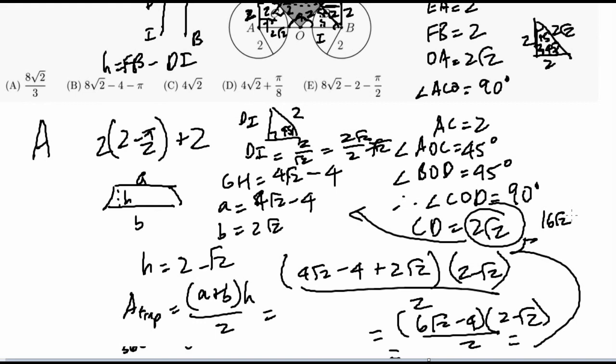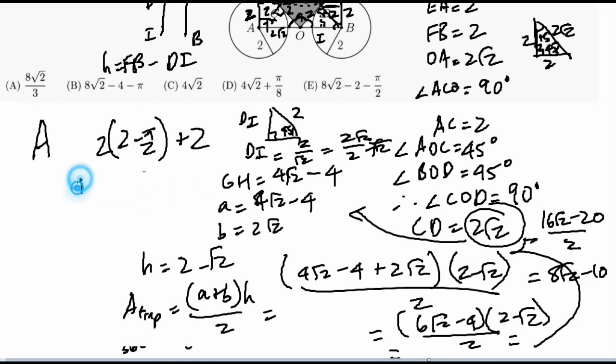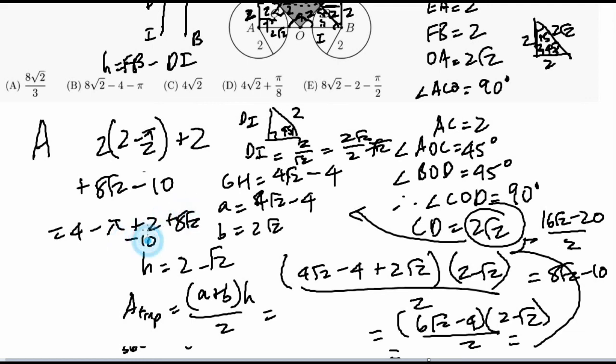Minus 12 minus 8, minus 20 over 2 equals 8 root 2 minus 10. So that's the area of the trapezoid. So then we add that to the total area. Plus 8 square root 2 minus 10. And then you get 4 minus pi plus 2 plus 8 square root 2 minus 10. So that would be 8 square root 2 minus pi minus 4. Yep.